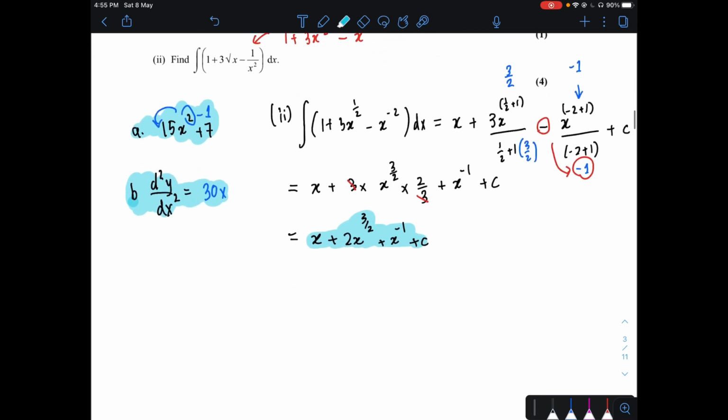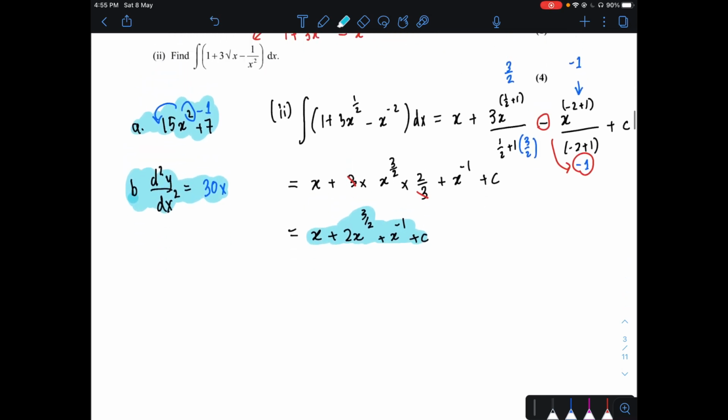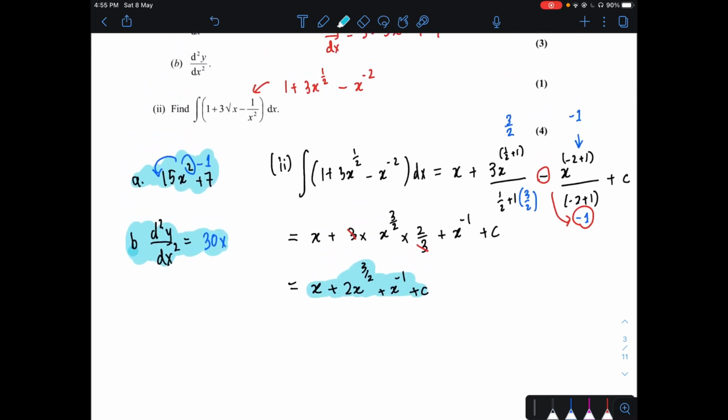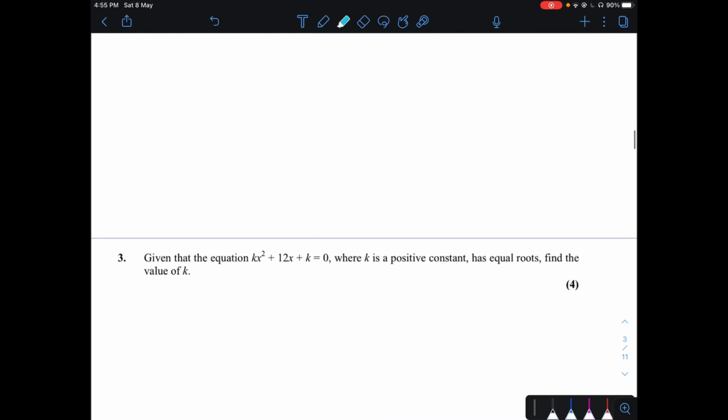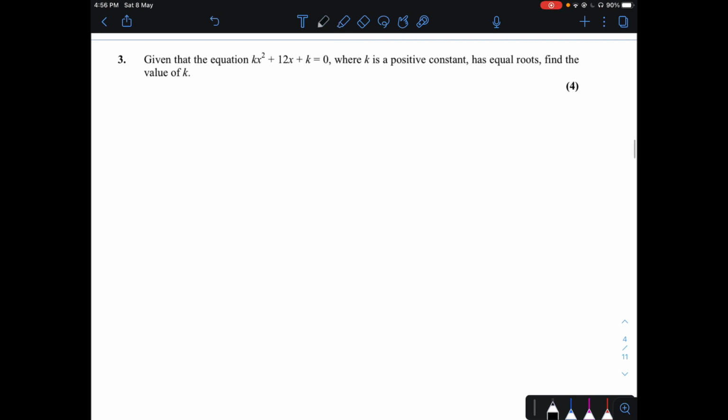Okay, so plus c usually is 1 mark. So out of the 4 marks, that would be 1 mark, and the rest would be just to get these expressions, these terms. Okay.